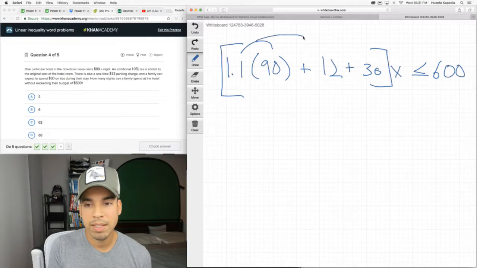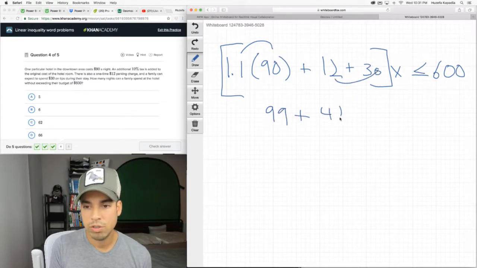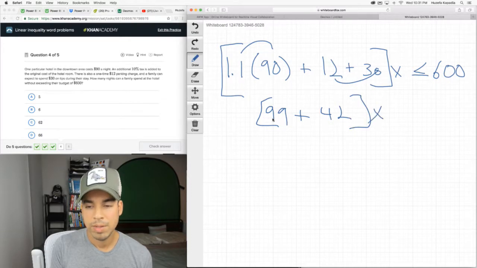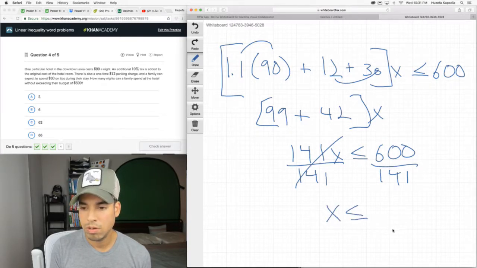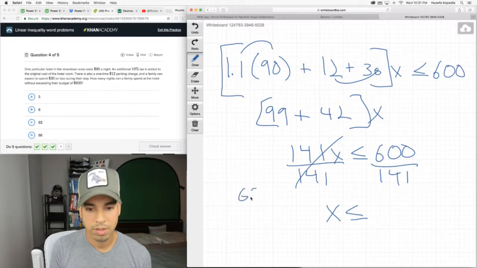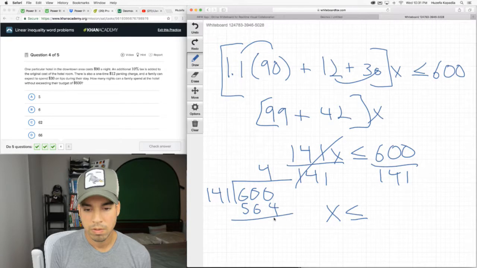And this is a calculator problem again, but I'm going to try and do it without. So 1.1 times 90 is actually 99. 12 plus 30 is 42. I'm going to add these together. That's 141 times X is less than or equal to 600. We're going to divide by 141, divide by 141. And X is less than or equal to 4 point something. Let's see, I'll just do the division here. I don't feel like pulling up my calculator. So 141 goes into 600 four times, which is 564, and that leaves 36, 360.